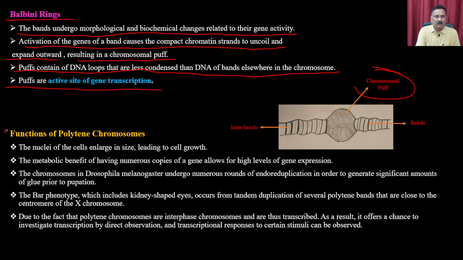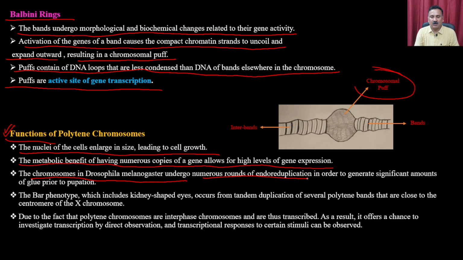What is the function of the polytene chromosomes? The nuclei of each cell enlarge in size, leading to cell growth. The metabolic benefit of having numerous copies of a gene allows for higher gene expression. The chromosome in Drosophila melanogaster undergoes numerous rounds of reduplication in order to generate a significant amount of glue prior to pupation.